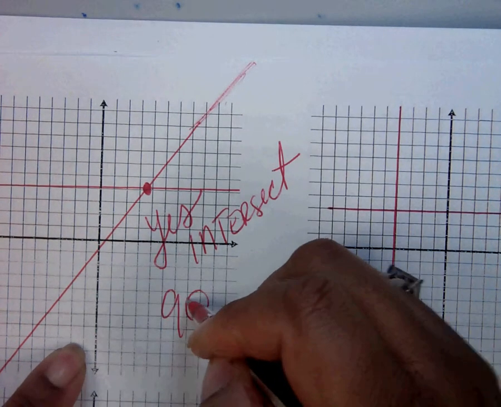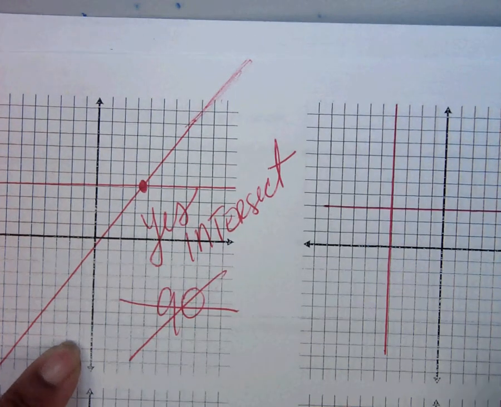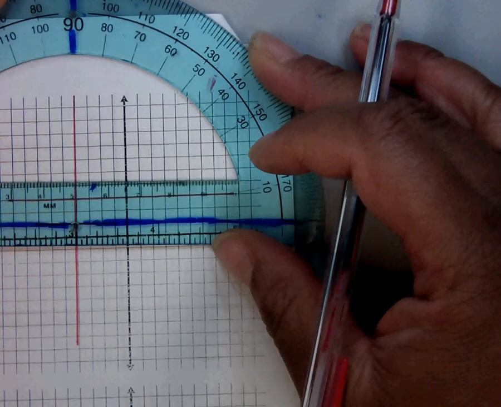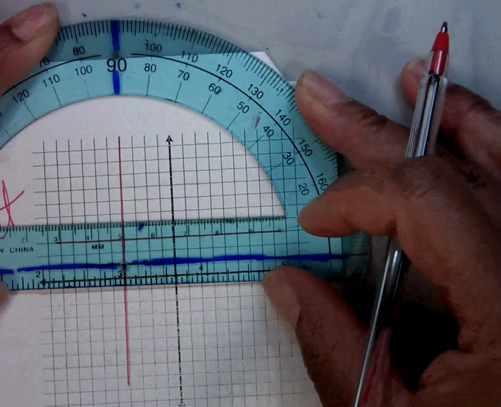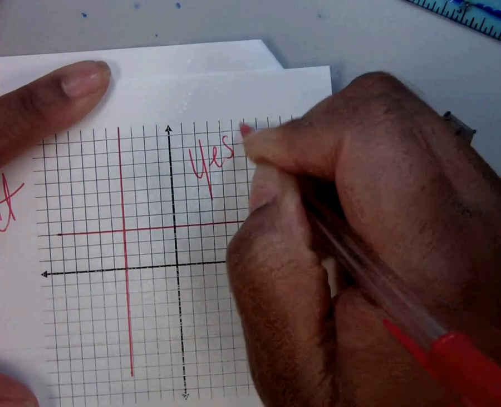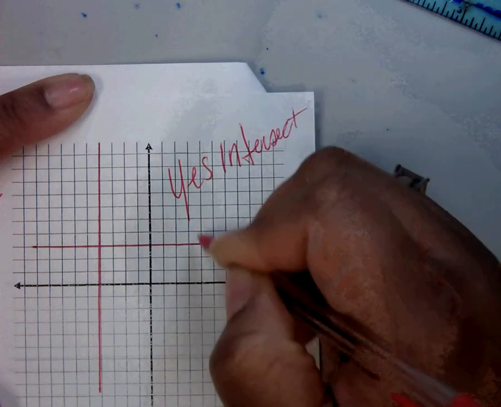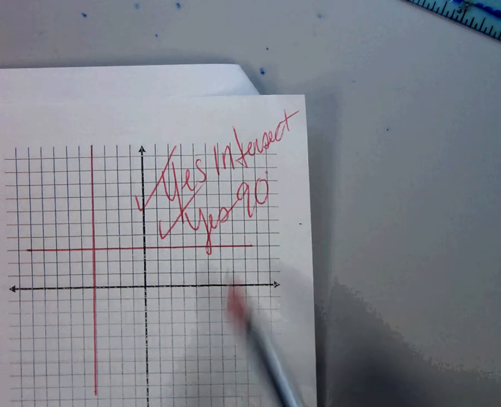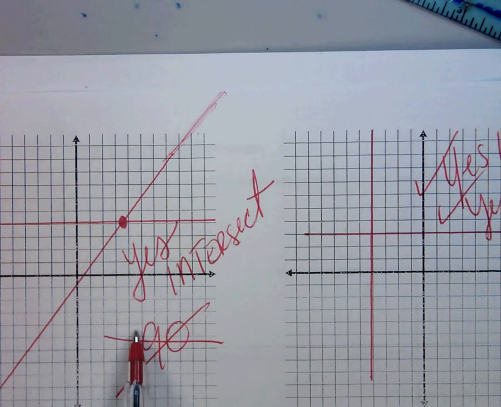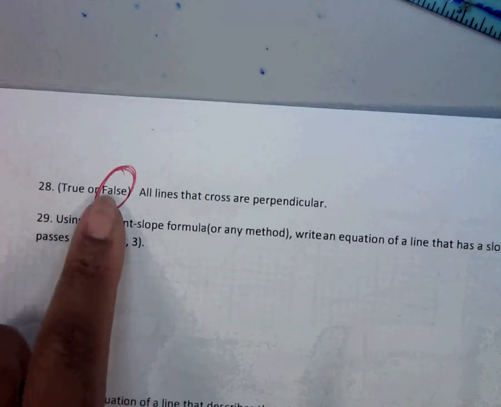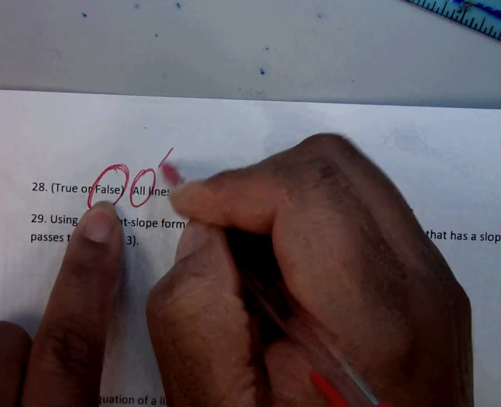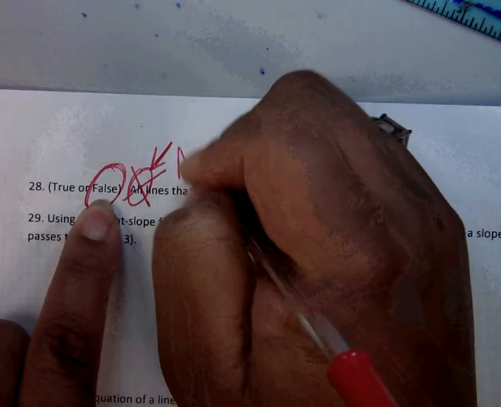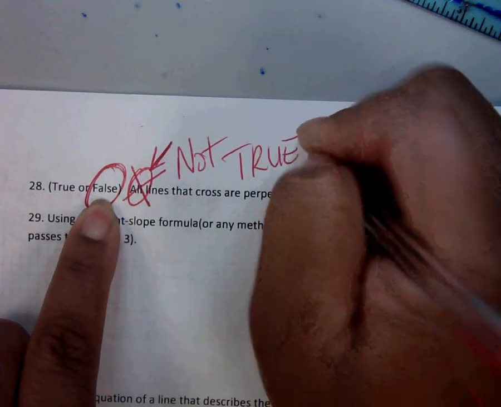Are they 90? Try these over here. Are these 90? Yes, they are. So, yes, they intersect. And yes, they are 90. So, one worked and one didn't. So, why is the answer I chose correct? Because of this word. That's not true. So you must choose him.